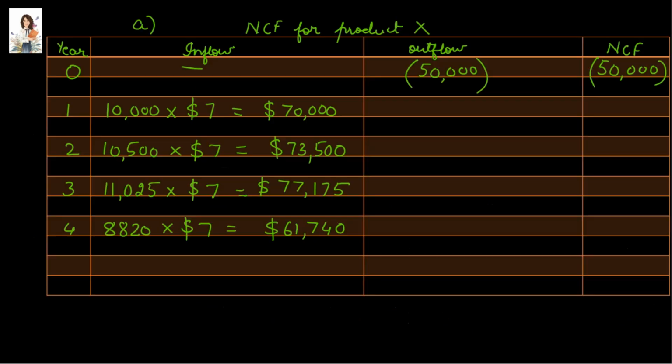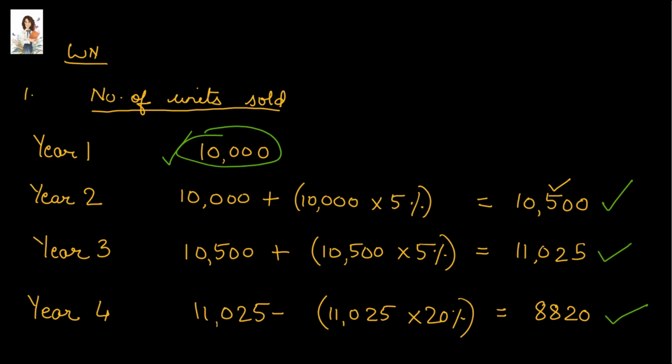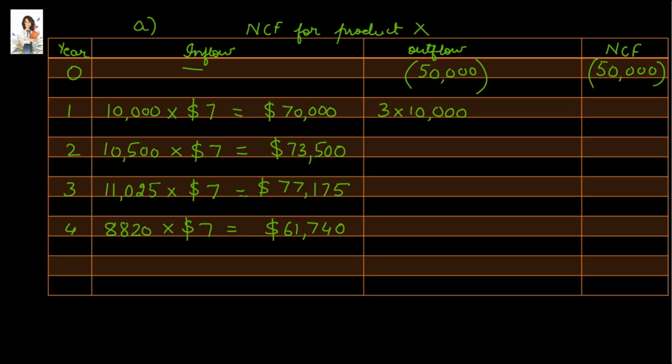Variable costs will be $3 per unit in year 1, and number of units in year 1 is 10,000. Therefore, in the outflow column, we will write 3 into 10,000. This is the total variable cost for year 1. In year 2, the variable cost is $4 per unit, and then this will remain unchanged. The number of units for year 2 is 10,500. Therefore, variable cost for year 2 will be $4 per unit multiplied by 10,500 units. And we have already been told in point 5 that variable cost per unit in years 3 and 4 will also remain $4.